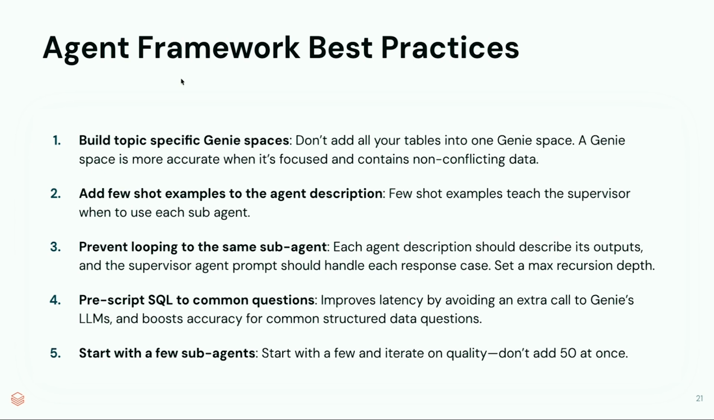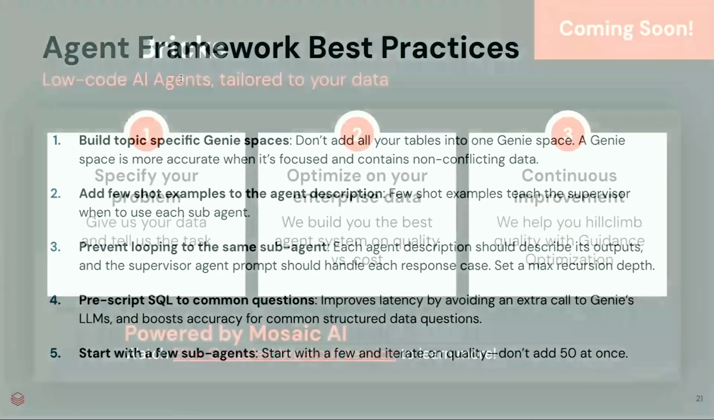Each agent description should describe its outputs, and the supervisor agent prompt should handle each response case. You can also set a max recursion depth. And next, pre-script your SQL to the common business user questions people have. This improves latency by avoiding a round trip to Genie's LLMs and also boosts accuracy for the most common SQL answers. You can still also use this back and forth as context for future conversations. And finally, start small. It's a lot easier to start with a few sub-agents and iterate on quality over time than trying to manage 50 all at once.